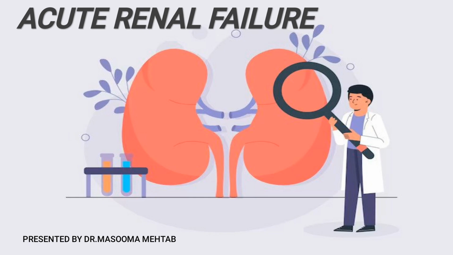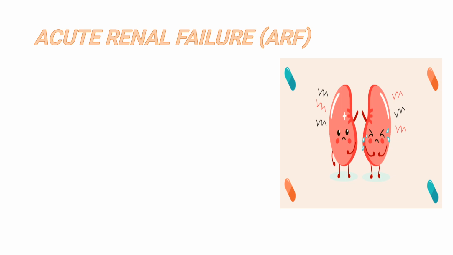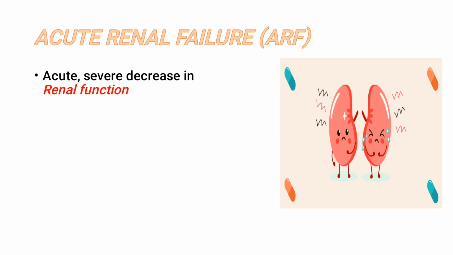Today I'll be discussing acute renal failure and its basic concepts. So let's start. Acute renal failure, in short ARF, is a severe decrease in renal functioning. Now the word acute has been used here, so you can think that it's sudden onset, but remember this onset is very sudden. It can occur in a few hours to days.